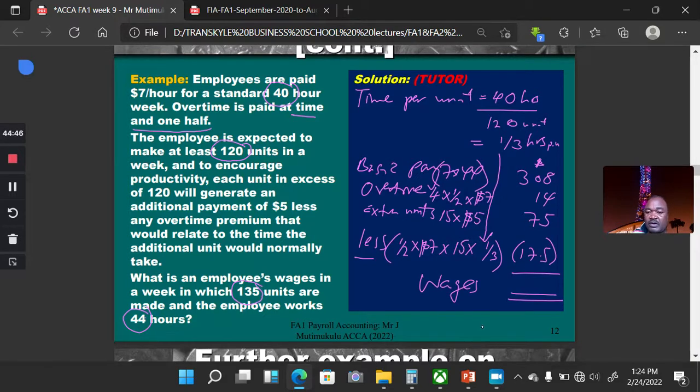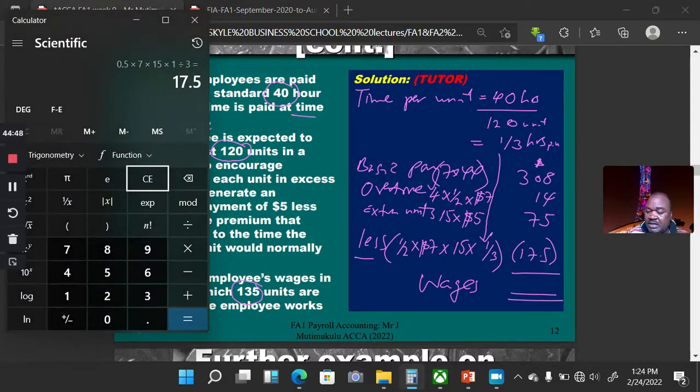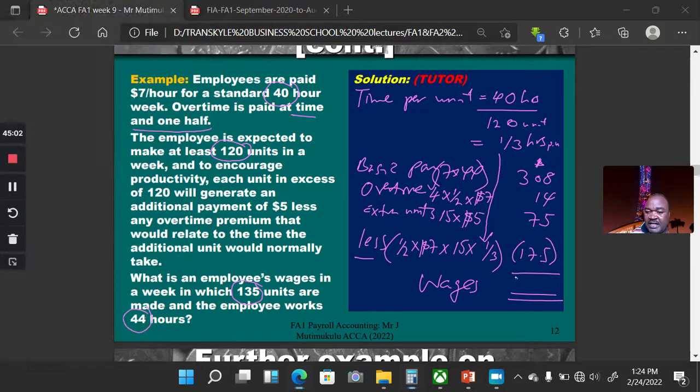If we use our calculator, that's 308 plus 14 plus 75 minus 17.5. We're going to pay this guy 379.50. That's how we have to calculate and compute these figures. All right, let's go to the next.